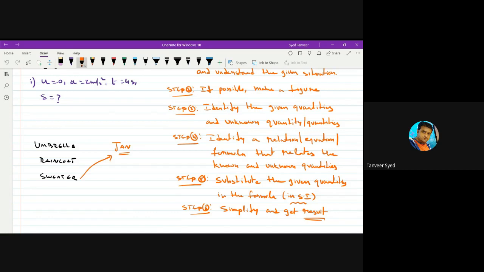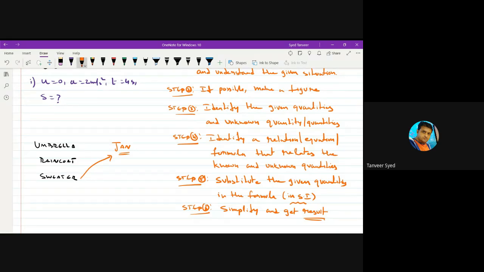Why? Because you know that in India, January is the time of peak winter, and in winter you can protect yourself by wearing a sweater. Raincoat and umbrella will not help you. You know that January is winter and you know the nature of this sweater. Then only you will say that a sweater is to be used in January.